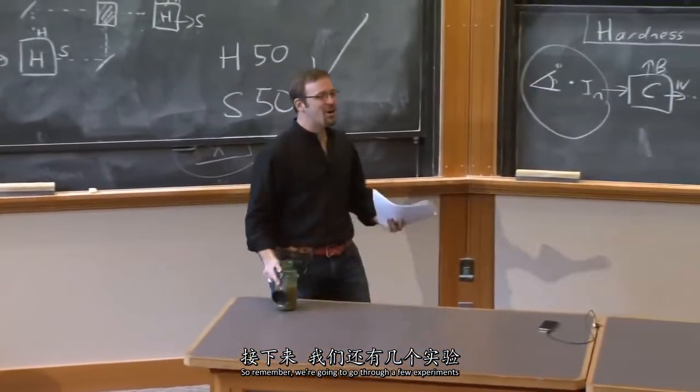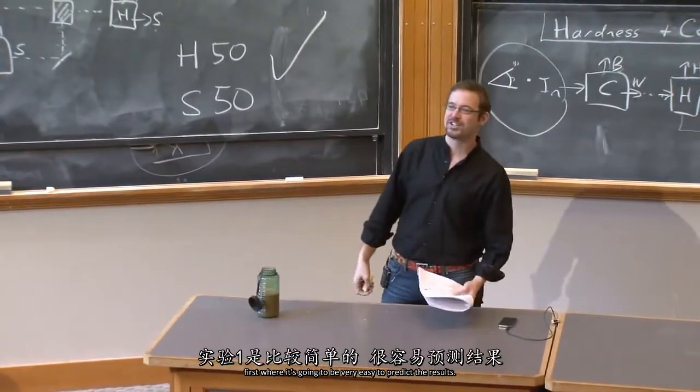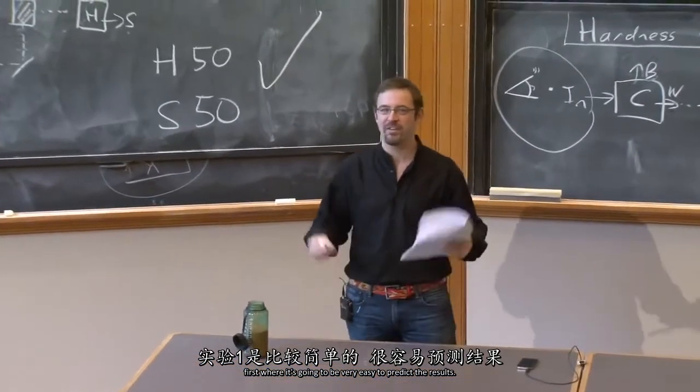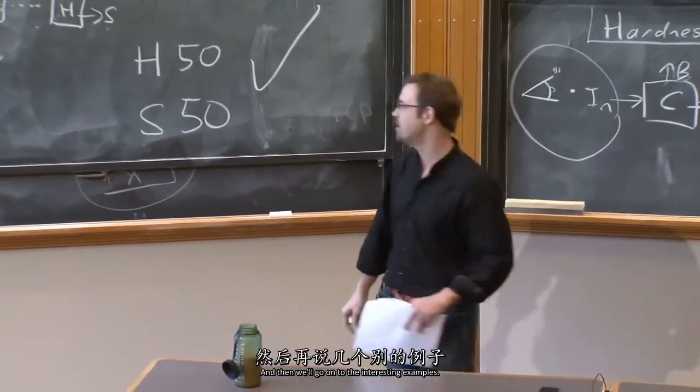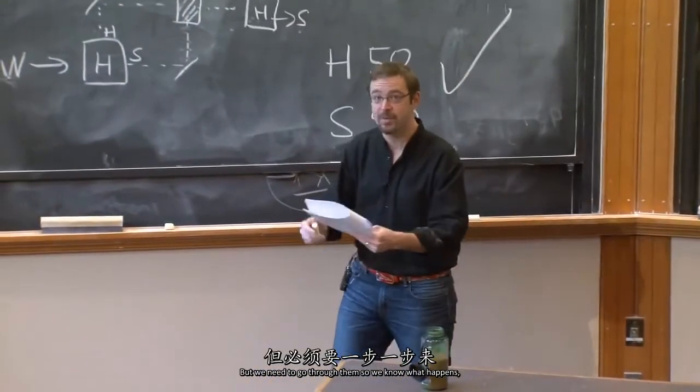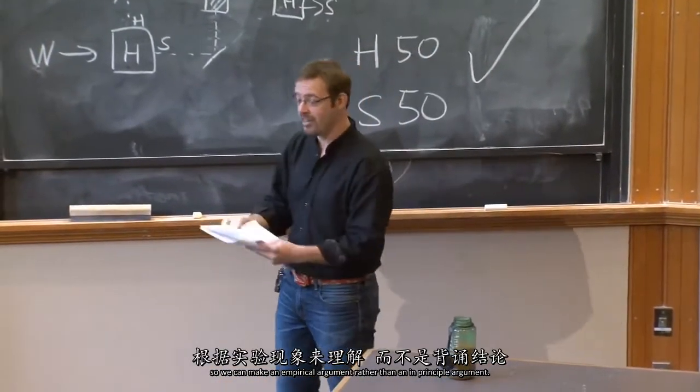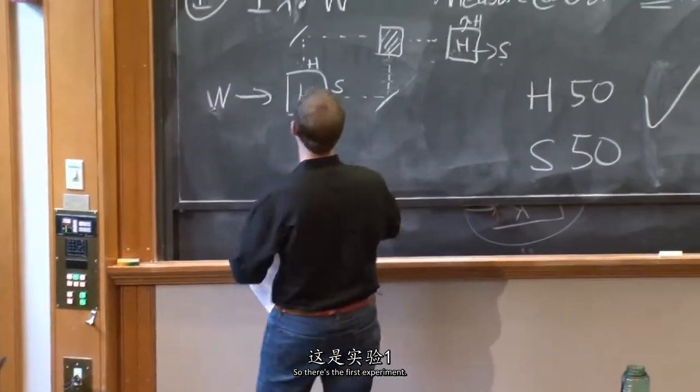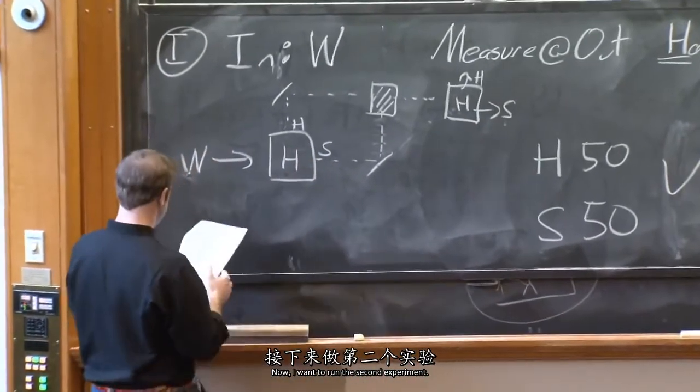So remember, we're going to go through a few experiments first where it's going to be very easy to predict the results. We've got 4 experiments like this to do, and then we'll go on to the interesting examples. But we need to go through them so we know what happens, so we can make an empirical argument rather than an in-principle argument. So there's the first experiment. Now I want to run the second experiment.